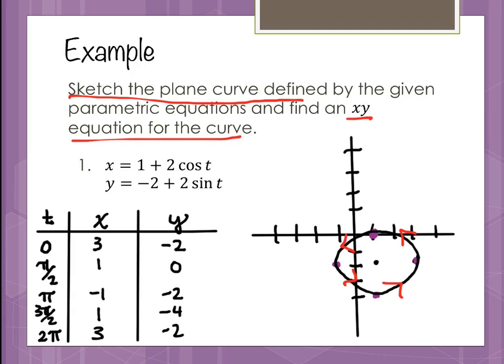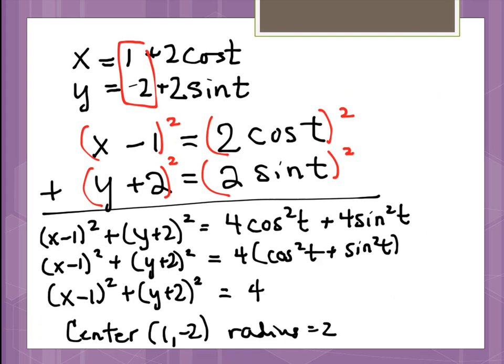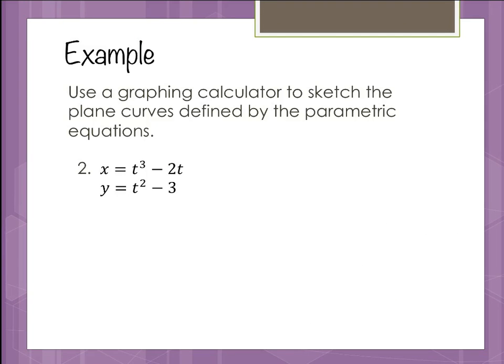Okay, you guys ready for another one? The next one that we're going to do is completely in your calculator, so how cool is that? You've got a couple of them on your homework that are going to be like that. So here's an example. Use a graphing calculator to sketch the plane curves defined by the parametric equations. There's no sines and cosines here, so probably zoom trig's not going to be helpful. But we can change our y and our x to be these particular equations. So we've got t cubed minus 2t, and then t squared minus 3.